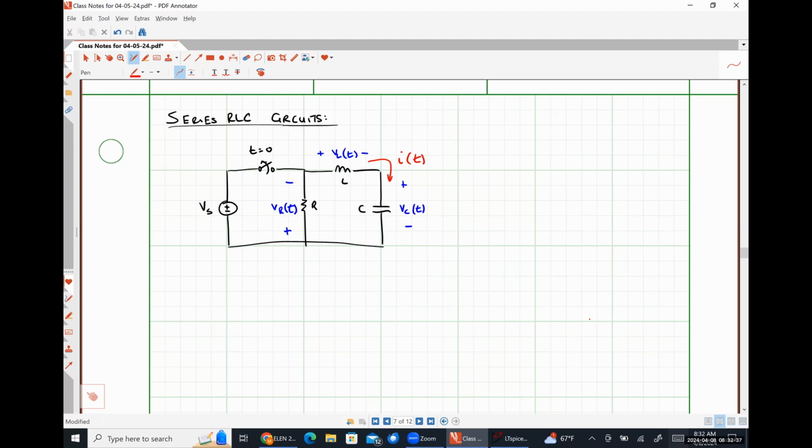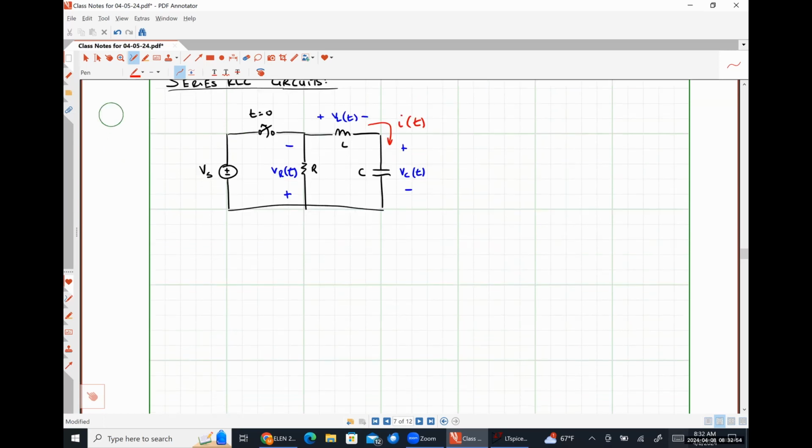Once our switch opens up, then our capacitor is going to transfer its energy to some combination of the resistor and the inductor, and we're going to have a similar situation like we had with our parallel RLC circuit, but now it's the capacitor that's doing everything as opposed to the inductor that's doing everything.